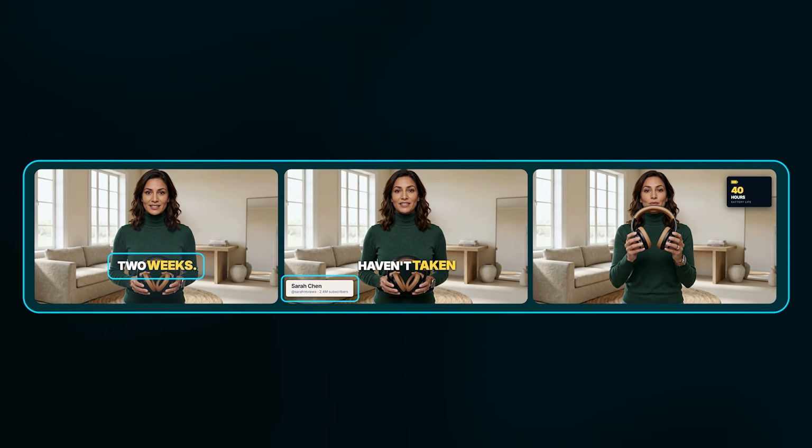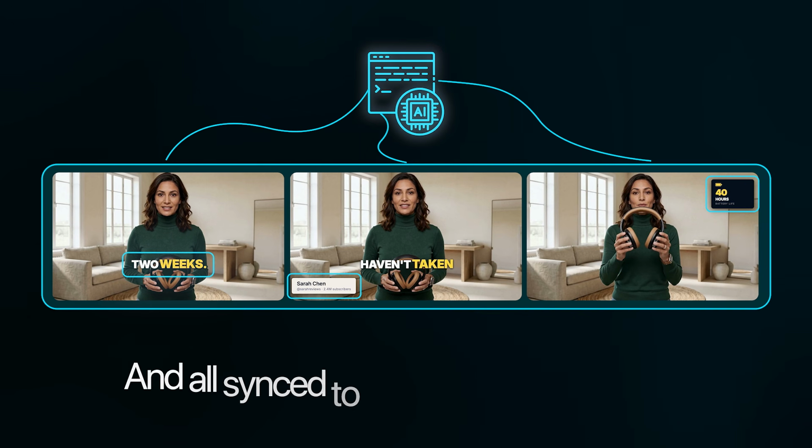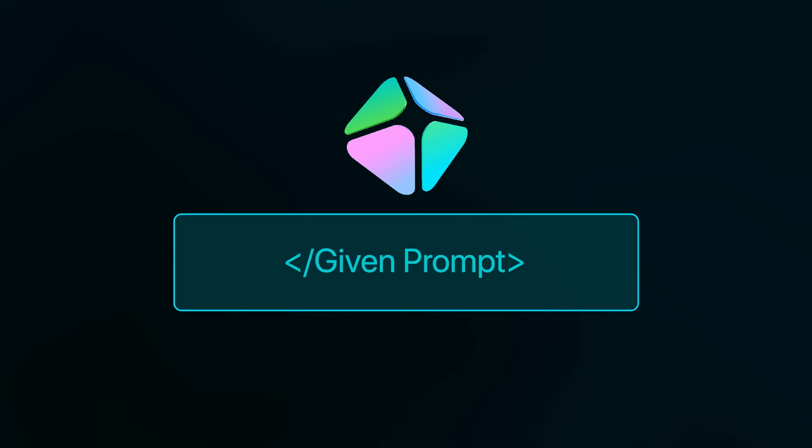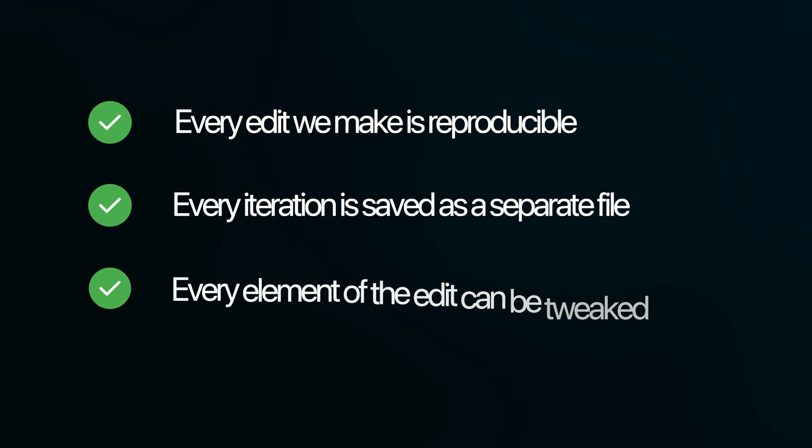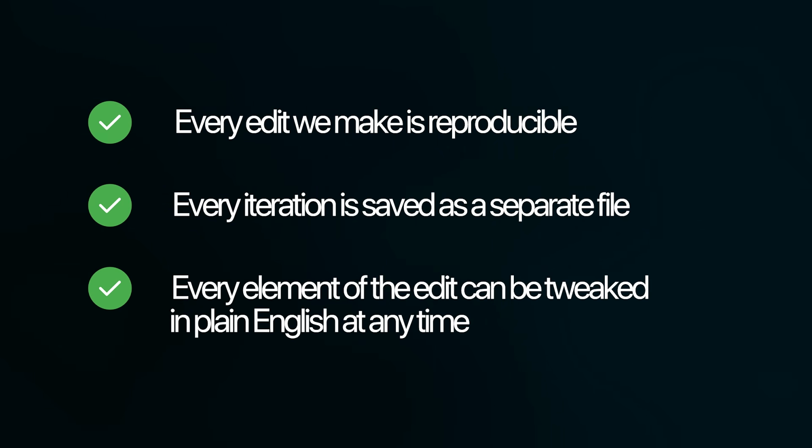And what comes back is genuinely impressive. It's got captions, lower thirds, stat cards, all from one prompt and all synced to our host's audio perfectly. But here's the thing, Claude isn't dragging actual clips onto a timeline. It's writing an HTML composition where each piece of the edit is a styled element with timing data. Hyperframes then takes that code and renders it into our final video, which means every edit we make is reproducible. Every iteration is saved as a separate file, and every element of the edit can be tweaked in plain English at any time. Now, Hyperframes does have a library of pre-built blocks for things like captions and lower thirds, and if we're just getting started, using them is a perfectly good option.